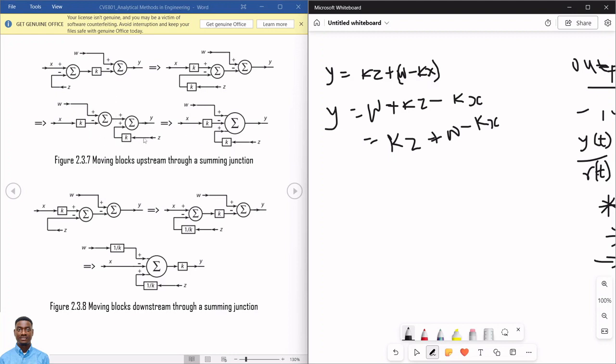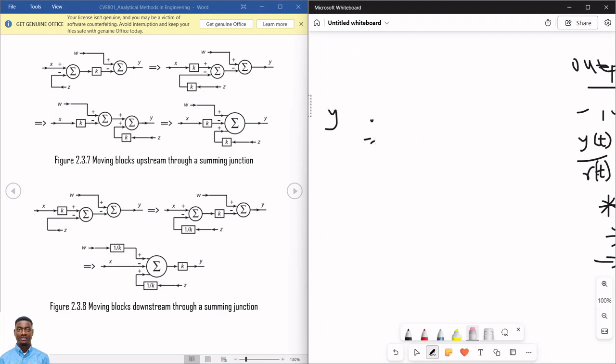Having moved this K downstream, we can also have an upstream movement of a block over a summing junction. So this is upstream movement. That means I want to move the block from the left to the right of a summing junction. Before you do the movement, first of all, check the mathematical model of the original block itself.